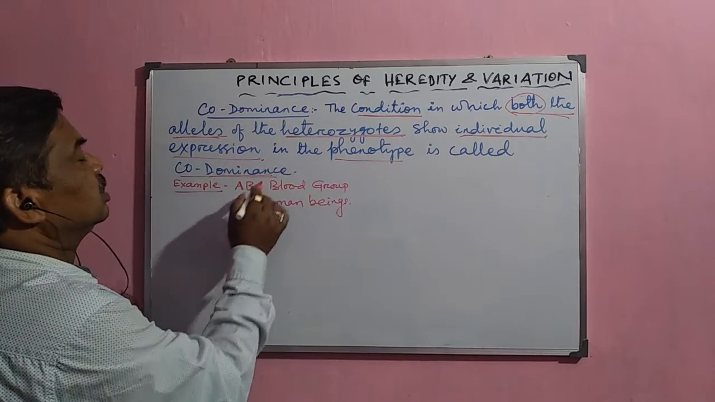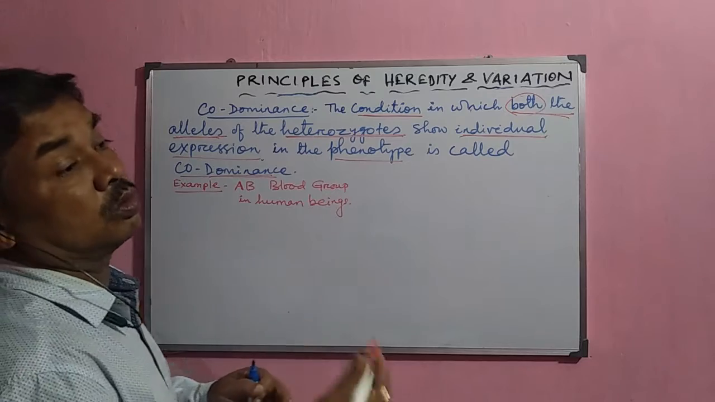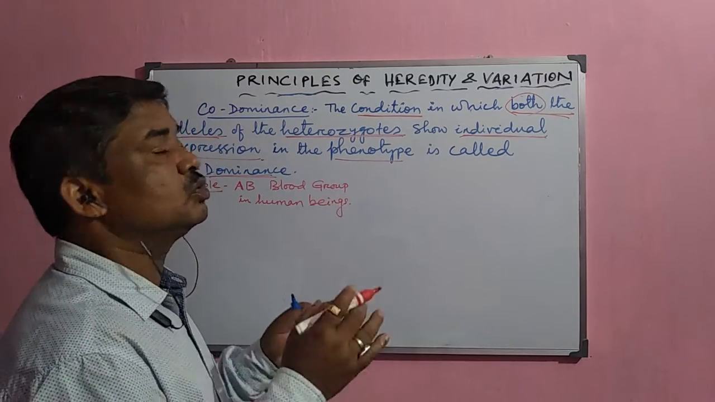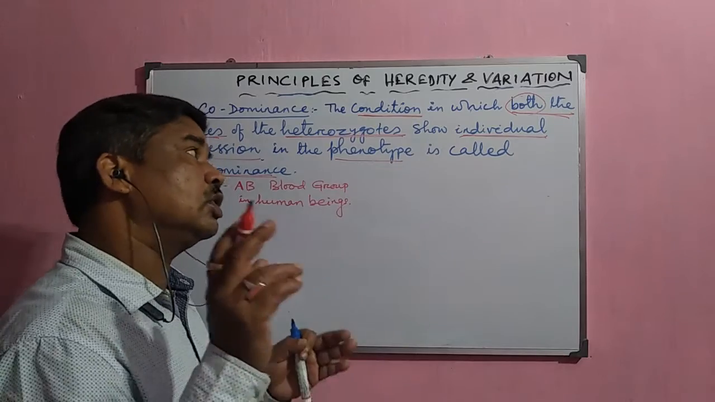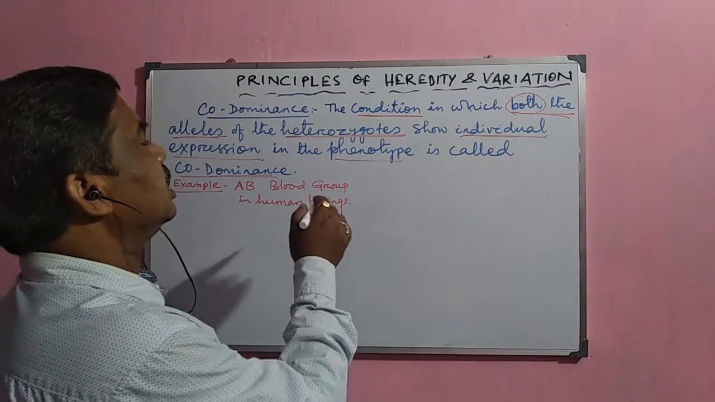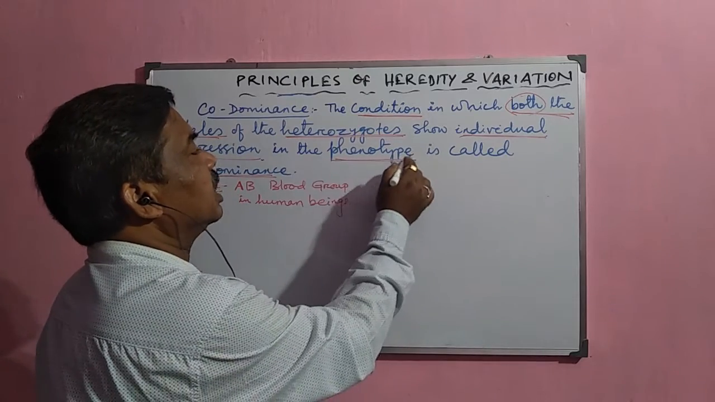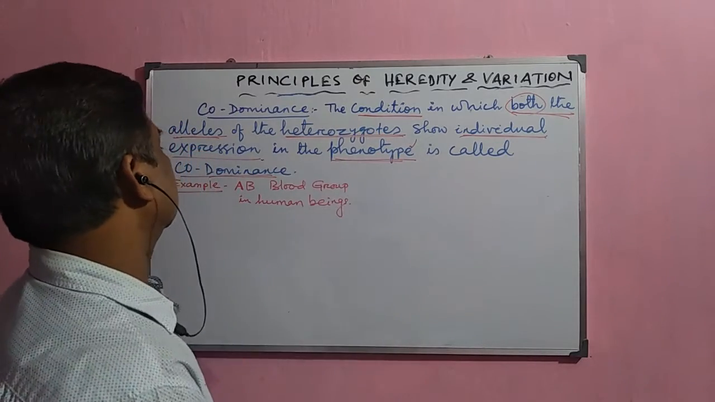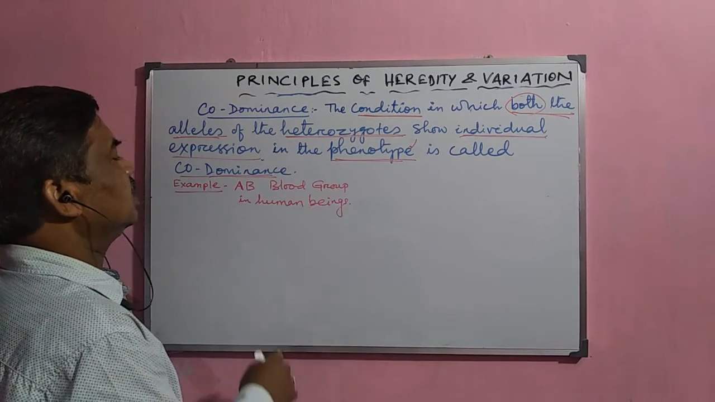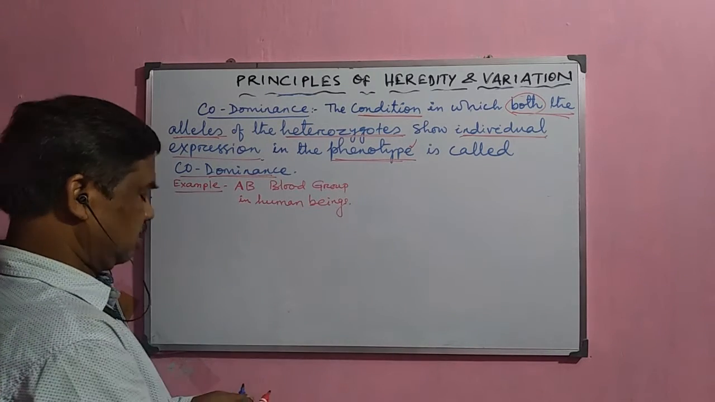And in this method, what happens? Although it is a heterozygote, the alleles never lose their identity. Both the alleles protect their identity and express their own phenotype in the next generation. So the most common example of this is the AB blood group in human beings.